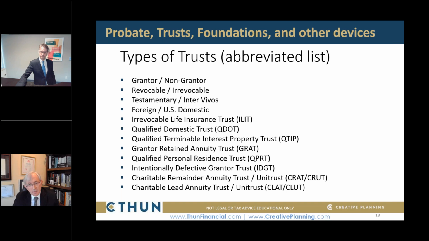The remainder of these trusts here, QTIPs, GRATs, QPRTs, IJITs, etc., are complex tools which can be very useful for very large estates. And if that's you, by all means give us a call. We'll be happy to discuss some of the benefits that may accrue to you using this. Next slide, please.